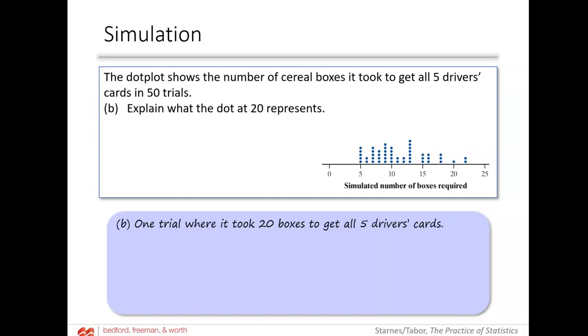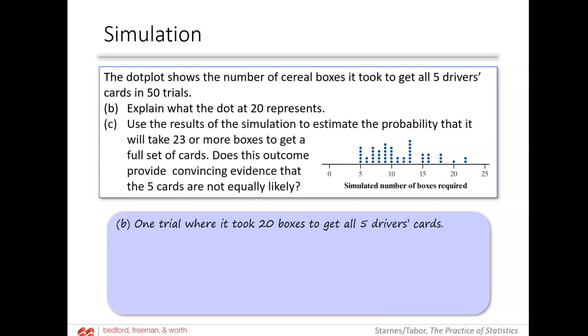They spent a lot of time on this, guys. They did the random number generator until they hit all 5 numbers. They did it 50 times, and this is how many times they had to go through. And remember, the trial represents buying boxes. So one trial took them 20 different purchases before they got all 5 cards.